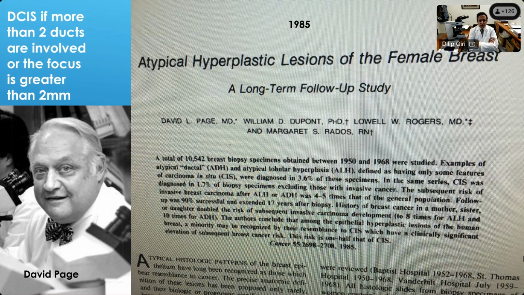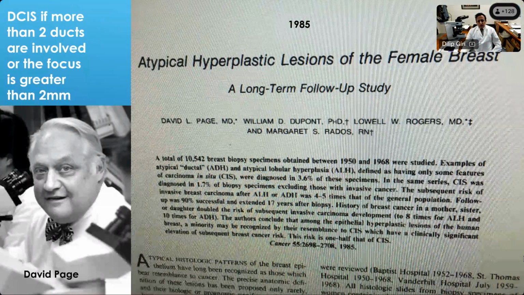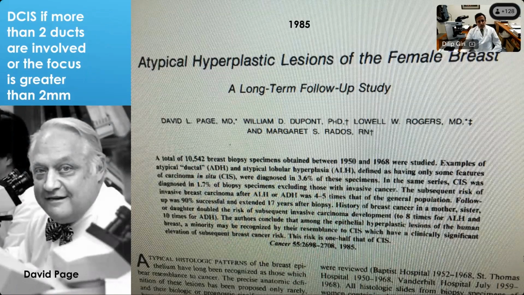The way lesions were detected was very different back then versus what is being done now. So we should be looking forward to studies based on more recent cohorts to find out what eventually happens to these patients carrying the diagnosis of ADH versus DCIS. So I, for one, don't necessarily go strictly by these kinds of rules.